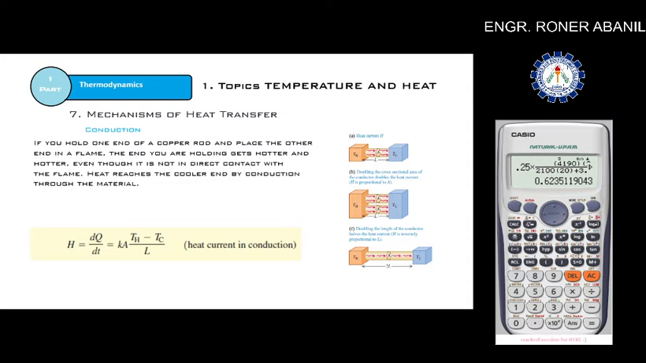So, when a quantity of heat dQ, or derivative of heat Q, is transferred through the rod in time dt, the rate of flow is dQ over dt. Okay? We can call this rate the heat current, denoted by H. So dito siya.